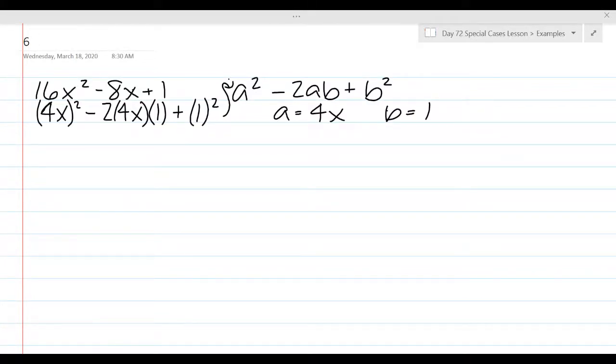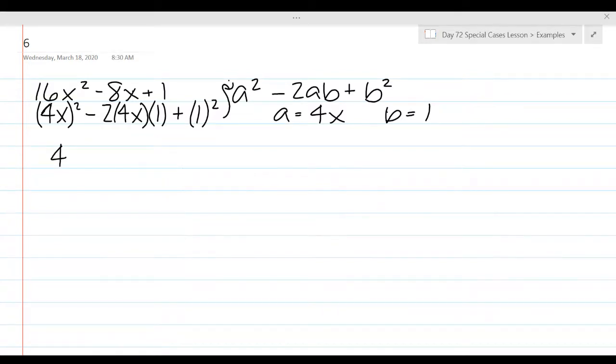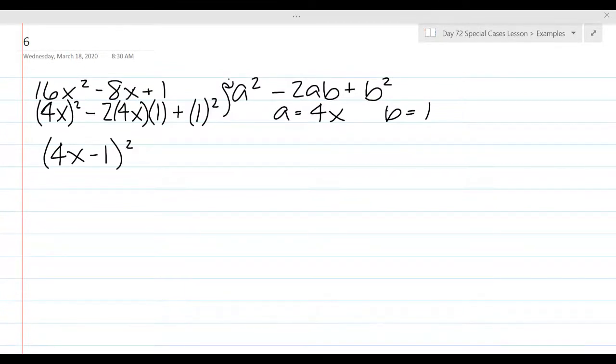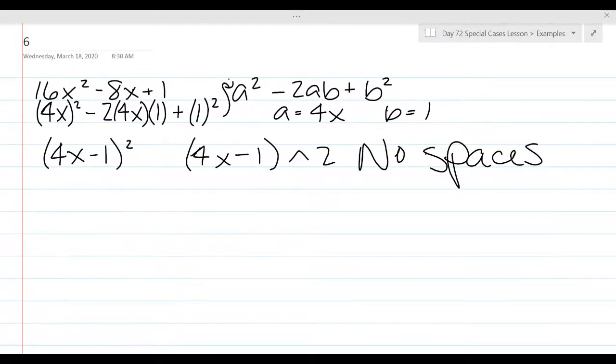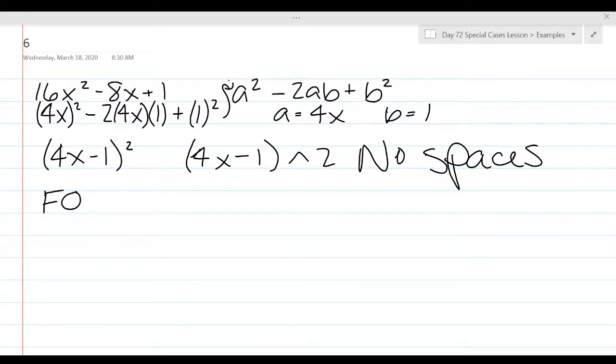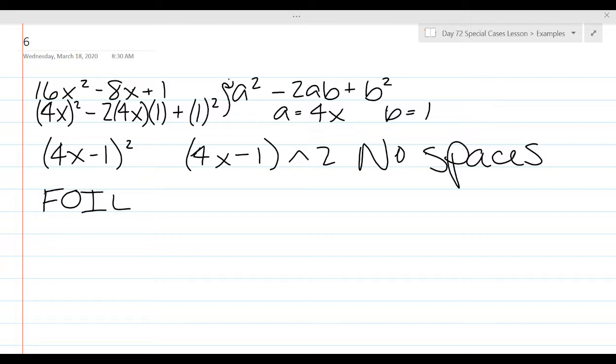So now that we know what our A and our B are, we can go back and rewrite it as 4x minus 1 squared. Remember to write this in Google Forms. You're just going to do it like that, no spaces. Okay. Now we're going to do our last step, go back and double check our answer with FOIL.